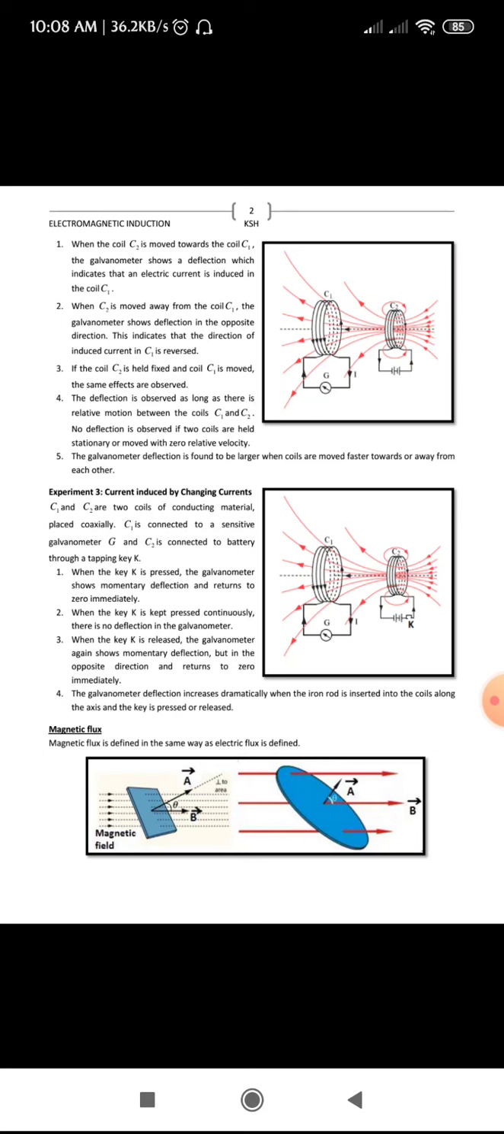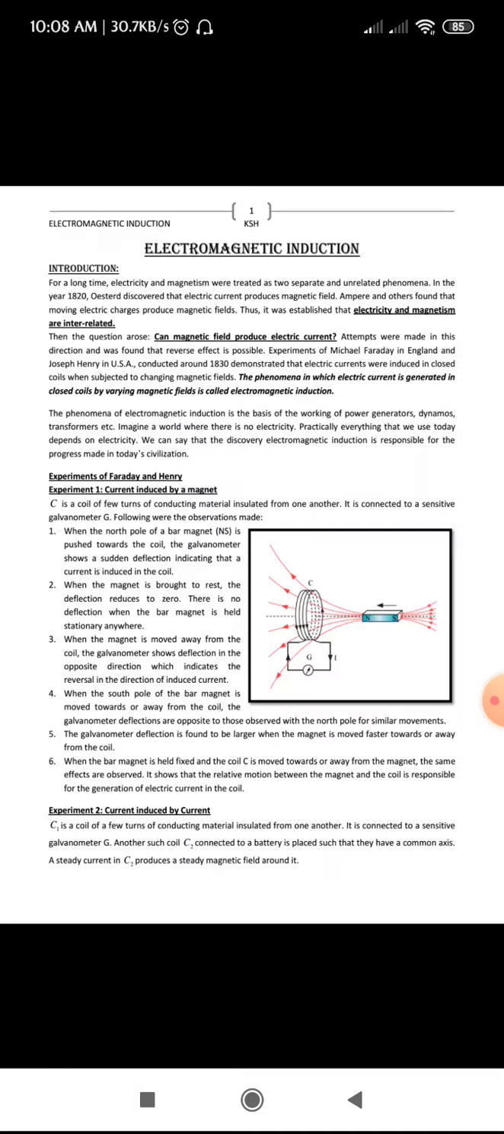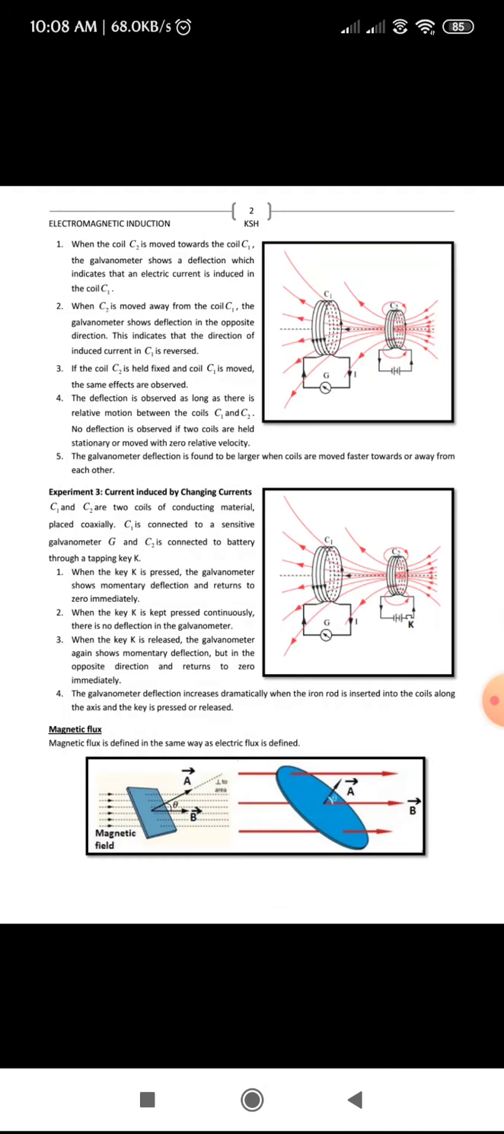Either the C2 is moved towards C1 or away from C1, or C1 is moved towards C2 or away from C2, there is an induced current. Okay, current is induced in the coil. So that is the second experiment, that is current induced by the current.